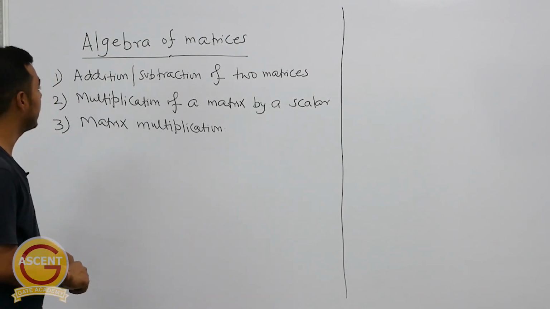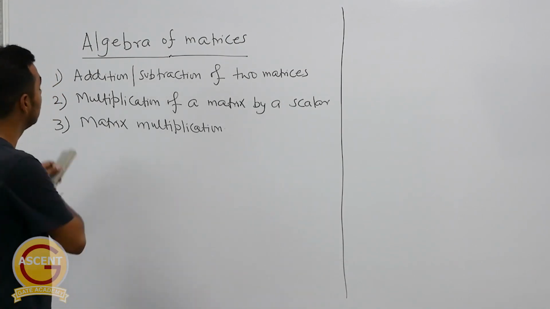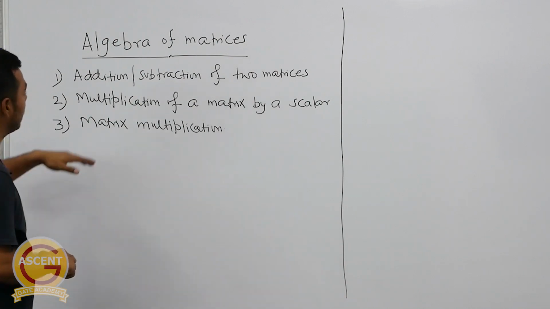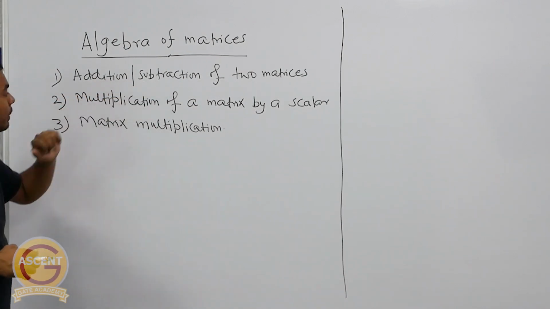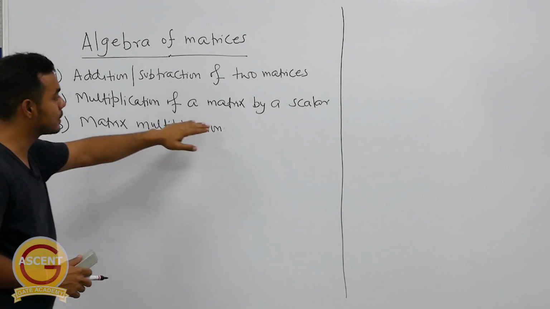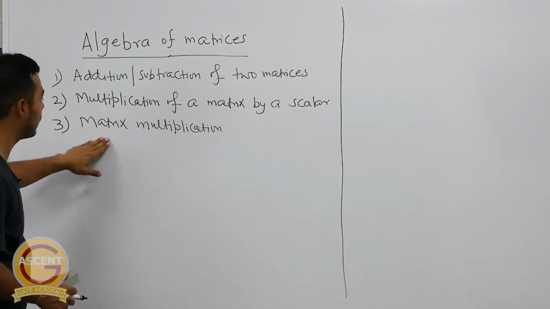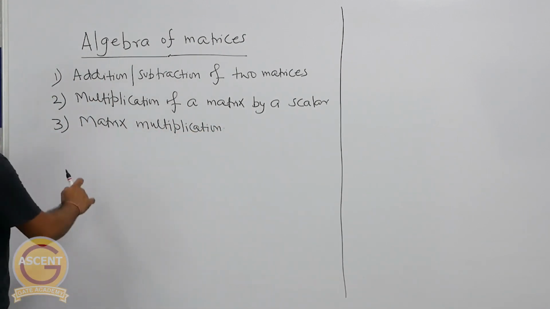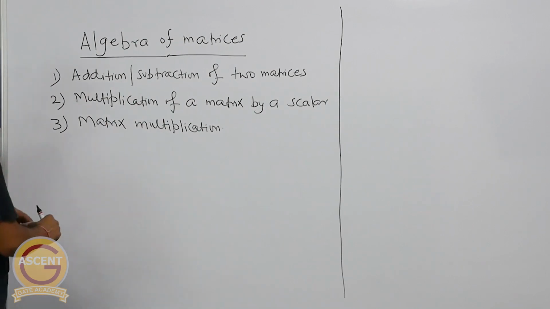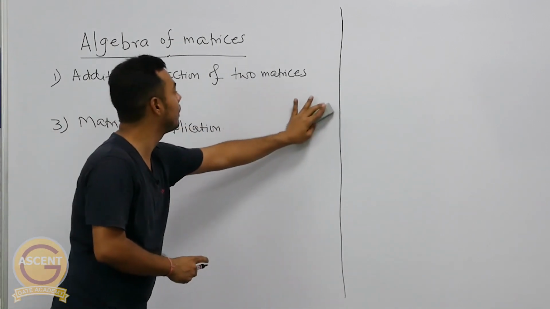Okay, so our next topic is algebra of matrices. Now in algebra of matrices, basically we have to learn about addition and subtraction of two matrices. Then we will talk about multiplication of a matrix by a scalar, and finally we will see how to multiply two matrices. So this first topic, addition and subtraction of two matrices, this you already know, right?